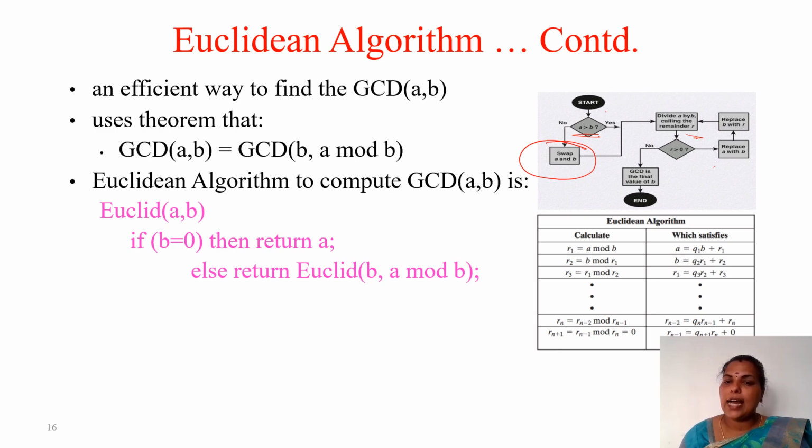We know that for any dividend and divisor, we can represent dividend equal to quotient into divisor plus R. So here we are performing repetitive calculation. Remainder R1 equal to A mod B, here we have R1. Then R2 equal to B mod R1, here we have R2. R3 equal to R1 mod R2, here we have R3. Likewise it goes on.